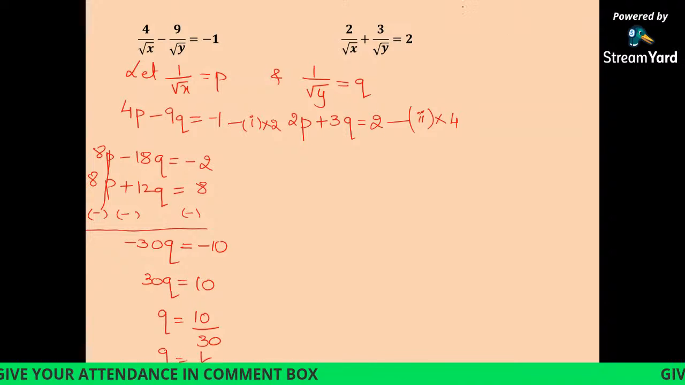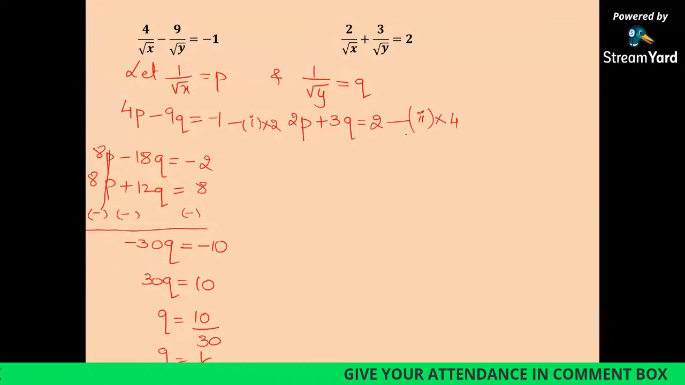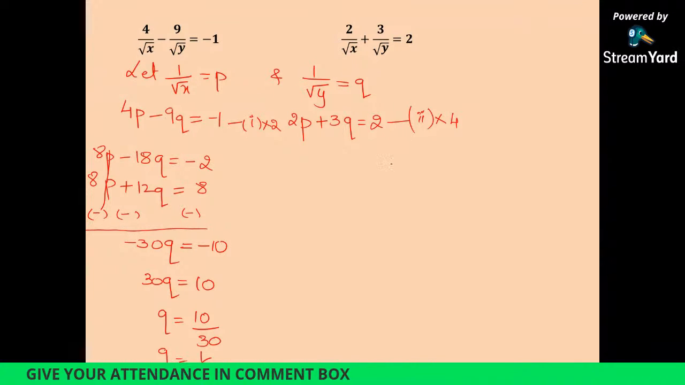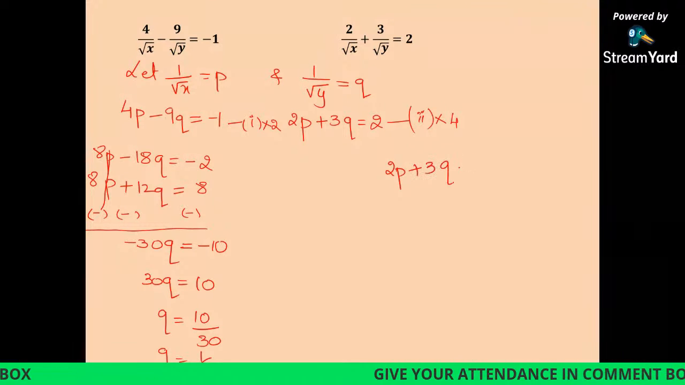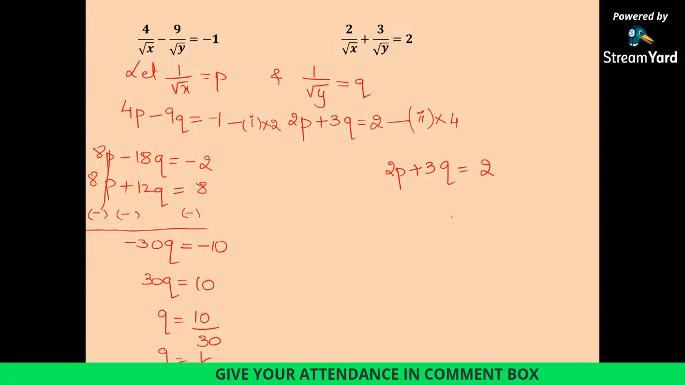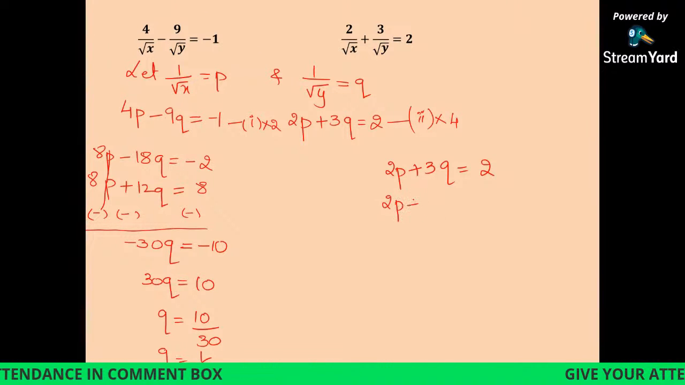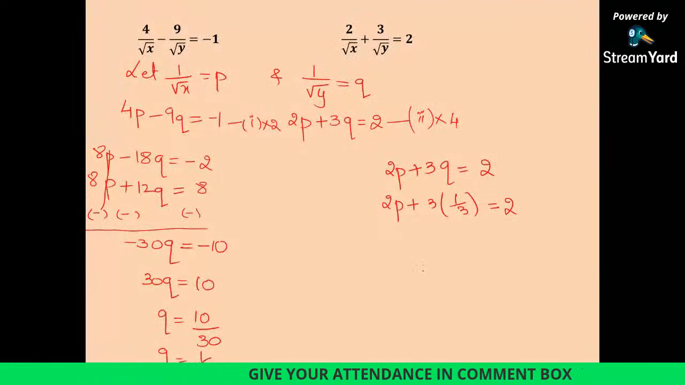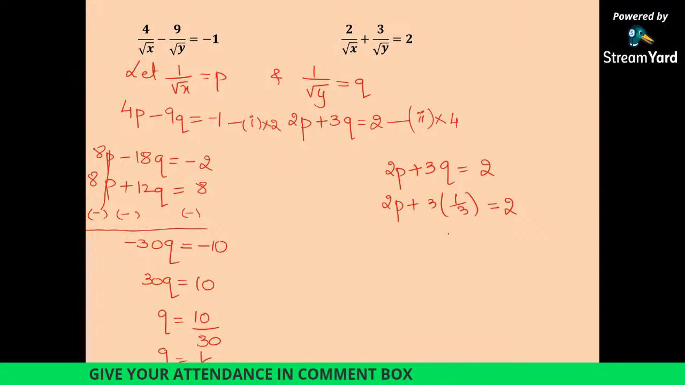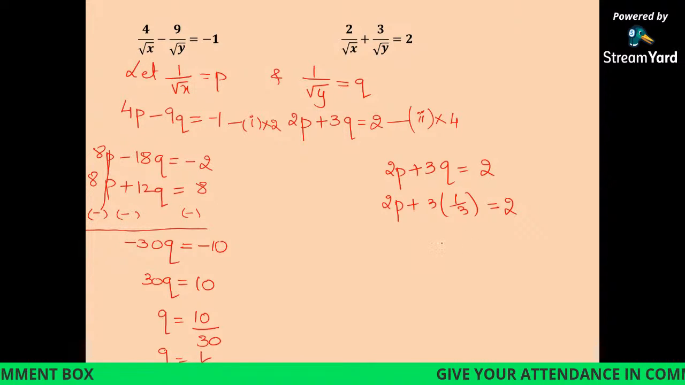Then coming to the next part, the value of p. Substitute this value of q in any one of the equations. This time I will select the second equation, 2p plus 3q is equal to 2. If you substitute the value of q, 2p plus 3 into 1 by 3 is equal to 2. And while substituting, it's better to use brackets neatly and clearly. Right?